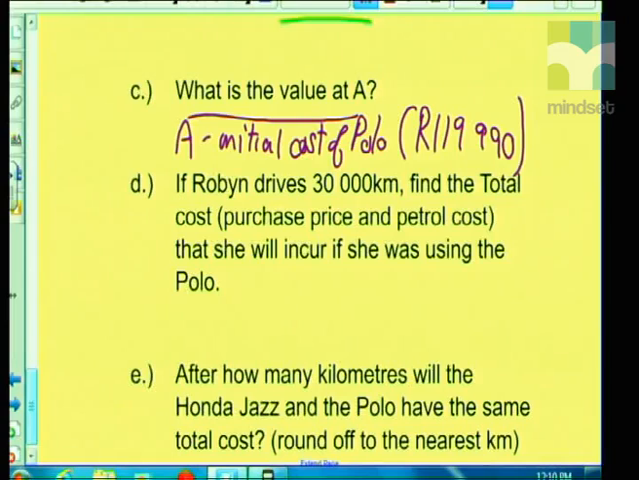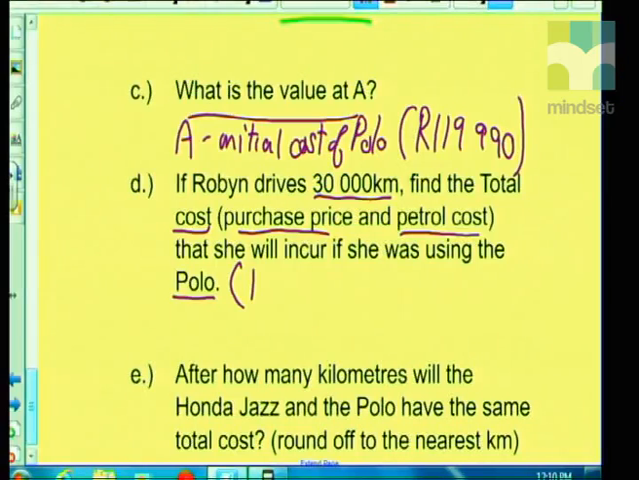Number D is an interesting question, and it builds up for us to be able to tackle the last question, number E. So let's get all the information we need. If Robin drives 30,000 kilometers, find the total cost, that means the purchase price and the petrol costs, that she will incur if she was using the Polo.